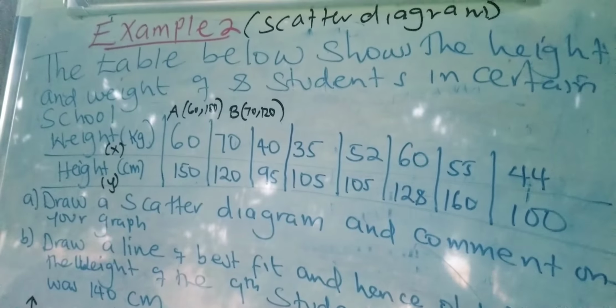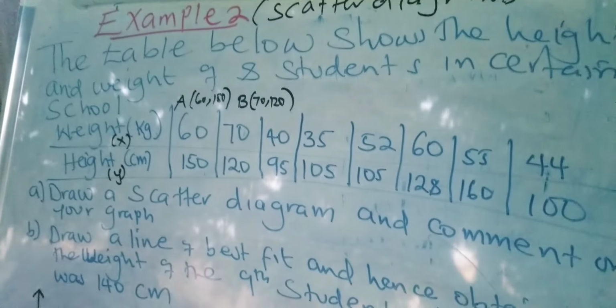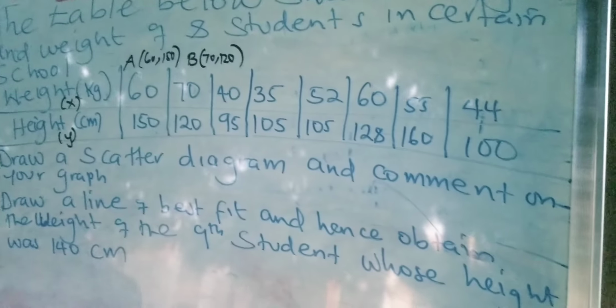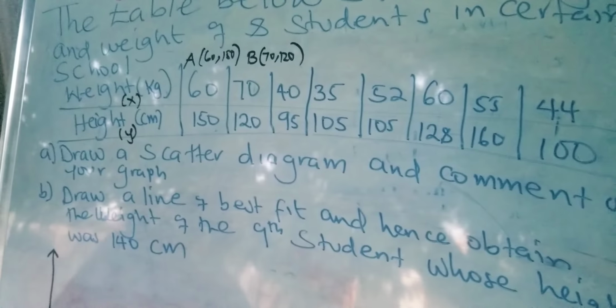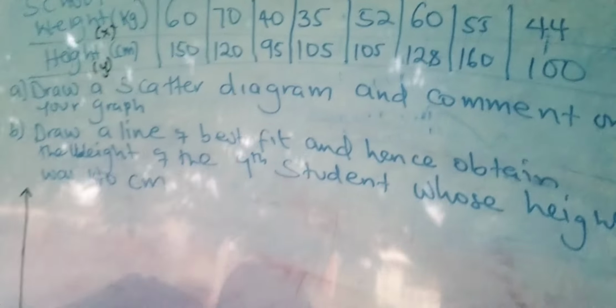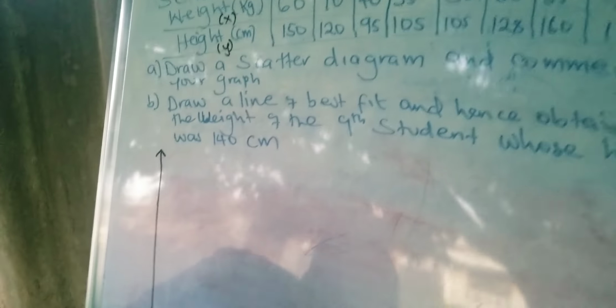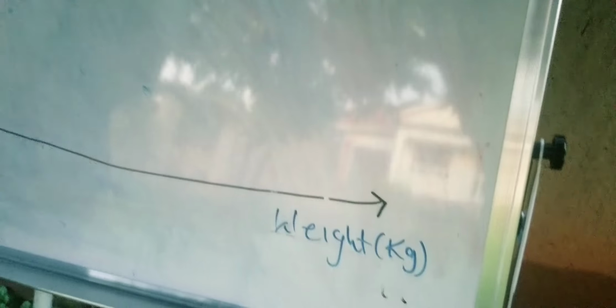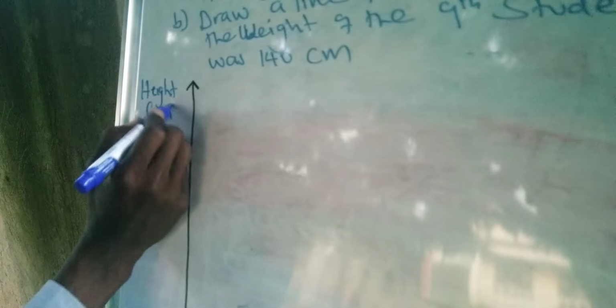After knowing that, you go ahead, get your graph paper, then you label the axis. This time around, I'm calling the x-axis my weight in kilogram. That is what I'm considering to be x. Then I'm considering my height in centimeter as my y.